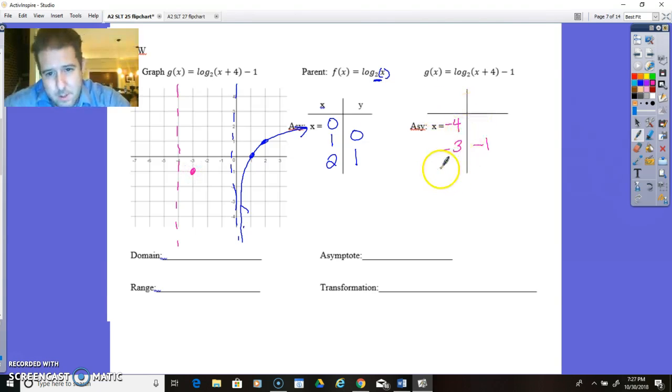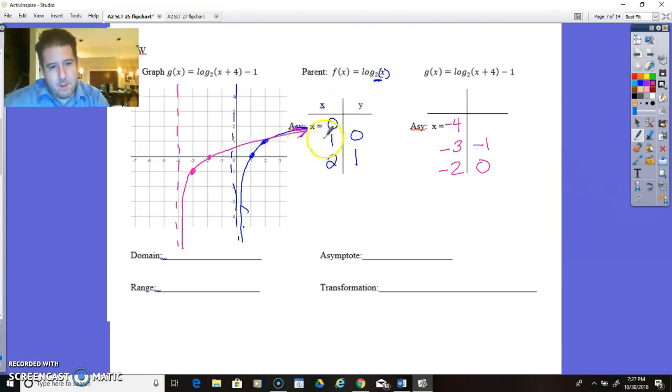And the next number, let's see, if I use negative 4 that is the wrong way. So it's got 2 as the base, so let's use negative 2. Negative 2 plus 4 is 2. 2 to the first power is 2. So that's 1 minus the 1 at the end is 0. Negative 2, 0. All right. Without a calculator, ladies and gentlemen, there we've done it.